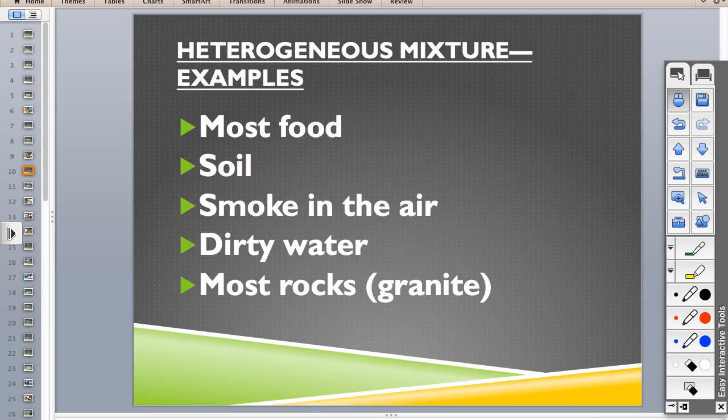So we don't deal with a whole lot of heterogeneous mixtures in here. Most of the stuff we'll be using are solutions, so that would make them a homogeneous mixture. So we'll be making solutions and working with those a lot.